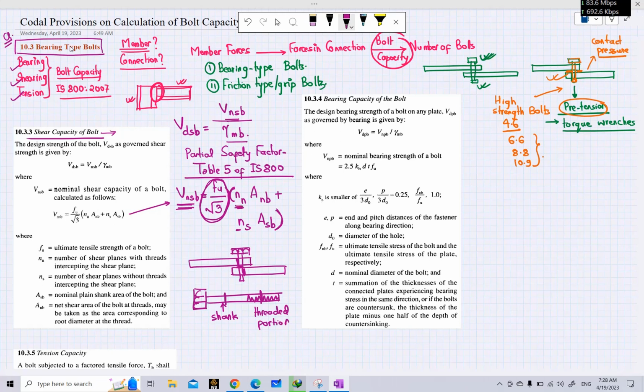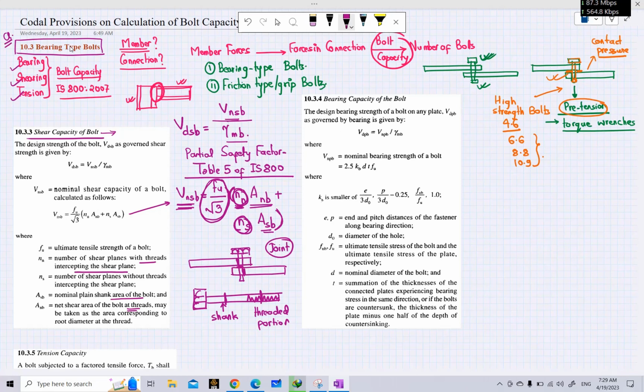So this Nn represents the number of shear planes with threads intercepting the shear plane. That means this is the number of shear planes lying in the threaded portion, and Ns is the number of shear planes lying in the shank portion where there are no threads. And Anb is the net shear area of the bolt at threads, and Asb is the nominal plain shank area of the bolt. So we can determine the value of Nn and Ns by looking at whether our joint is a single shear joint or double shear joint.